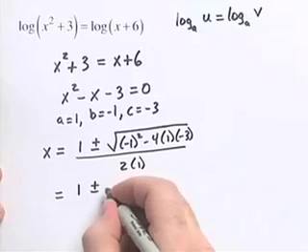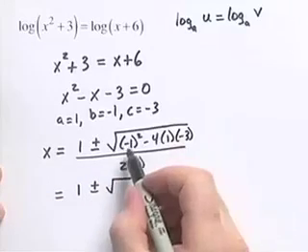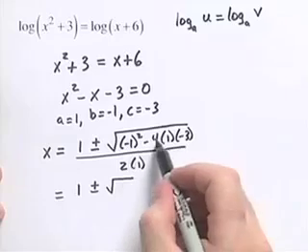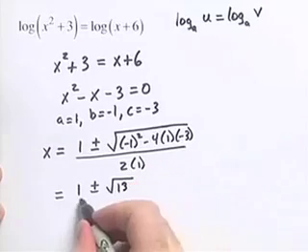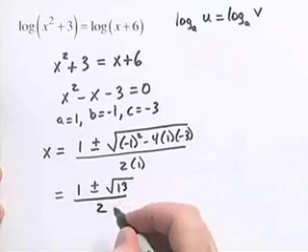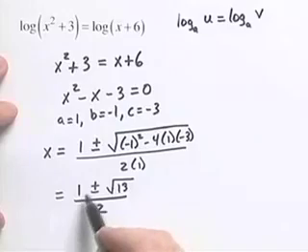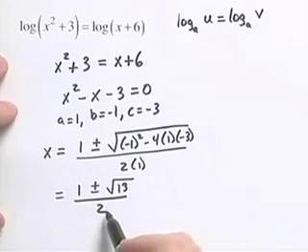Look at this: 1 plus or minus the square root. If we evaluate this inside, we'll have 1 plus 12, which is 13, and the denominator will be 2. It's important when solving logarithmic equations that we do check the solutions that we get, because sometimes doing operations on our equations can yield extraneous solutions. In this case, we have 1 plus or minus the square root of 13 divided by 2.